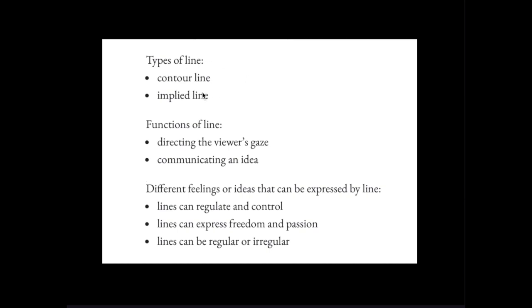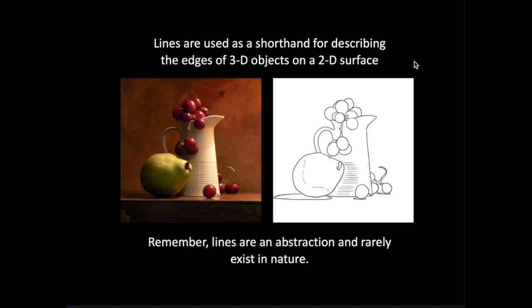We have contour line, implied line, and we have different functions of line. The function of line is to direct the viewer's gaze or to communicate an idea emotionally. Different feelings or ideas can be expressed by line. Lines can regulate control. Lines can express freedom and passion. Lines can be regular or irregular. Lines are used as shorthand for describing the edges of 3D objects on a 2D surface.